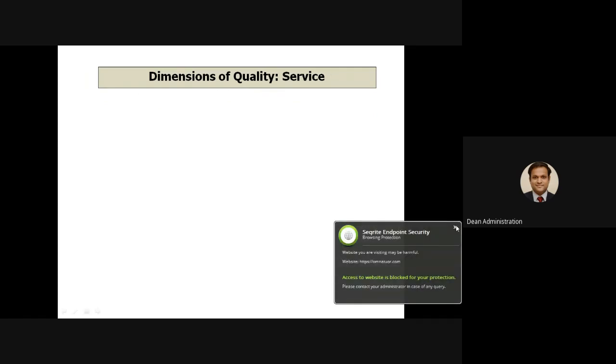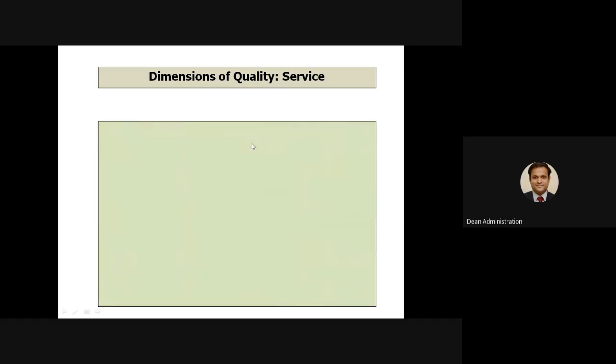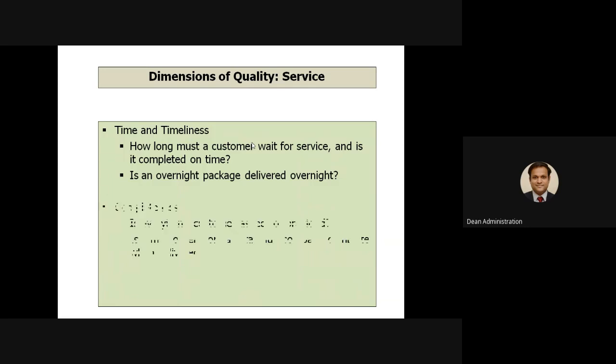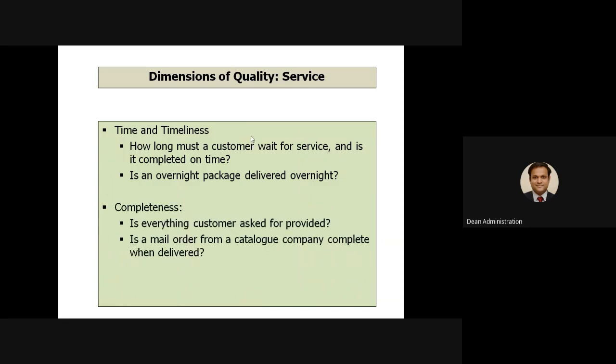Now, we come to the aspects of time and timeliness and completeness in dimensions of quality in terms of service. Now, we're talking about products and services, right? So the various quality aspects are designed for both, for products as well as services.